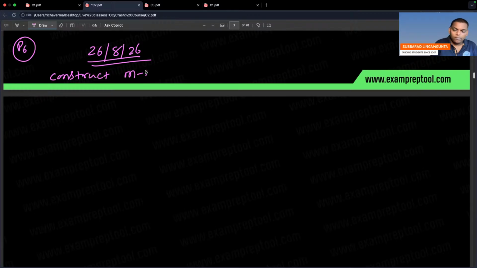Construct minimal DFA for the language L1 is equal to epsilon. One more, for the language L2 is equal to pi. Pi means empty language. This is going to be a very tricky question. Construct minimal DFA for the language L1 is equal to empty string, and for the language L2 is equal to pi.